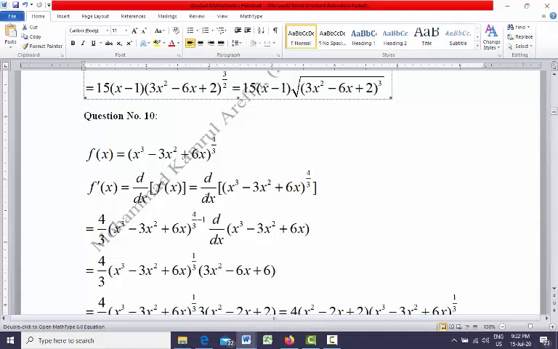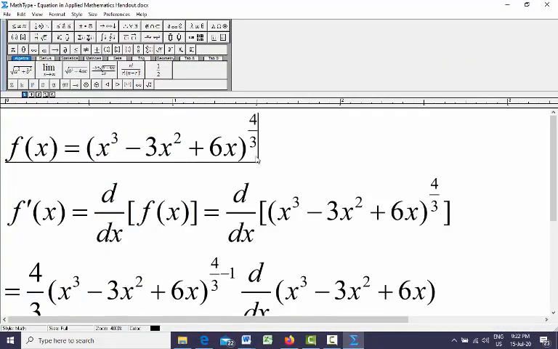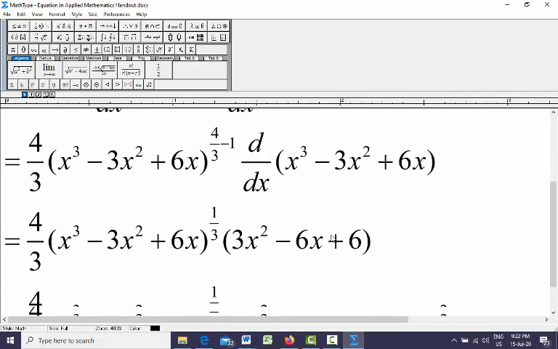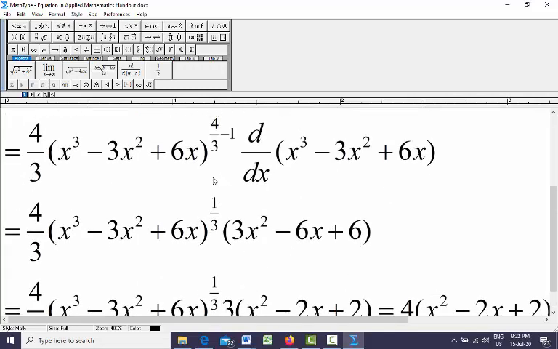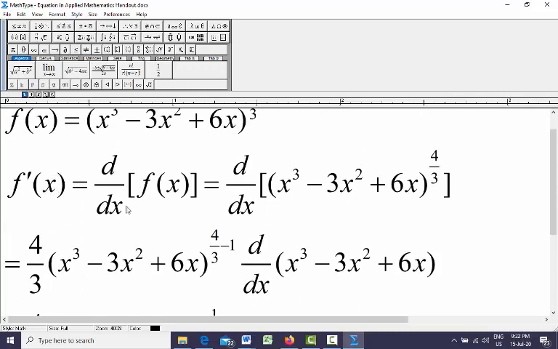So question number 10 is here. It's similar to before. First we will do the differentiation of the power. Here the power is 4 by 3. We need to bring the power first, and then from the power we will deduct 1. So that's the differentiation of the power. And then we need to do differentiation of the inside material.